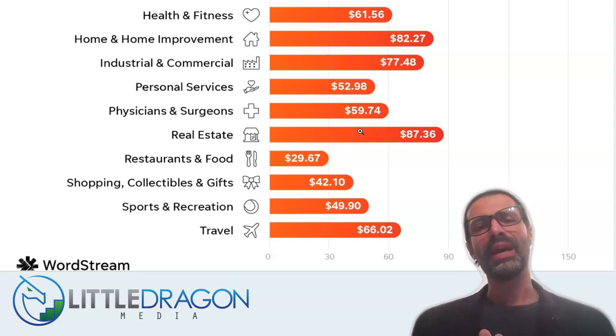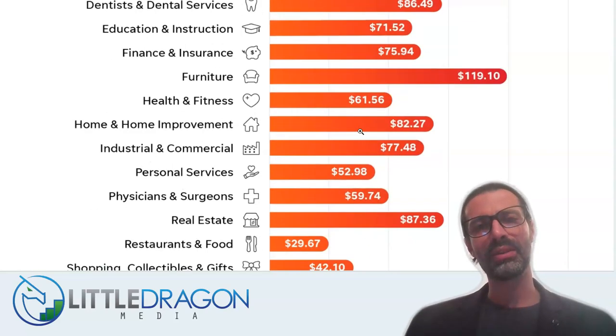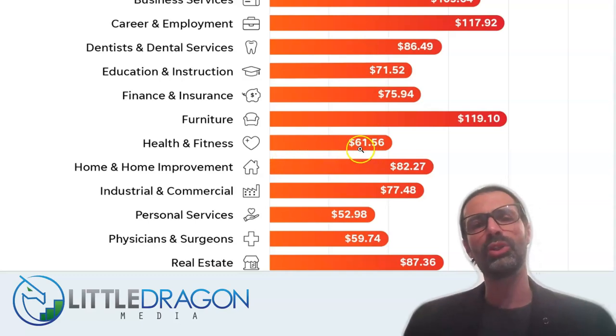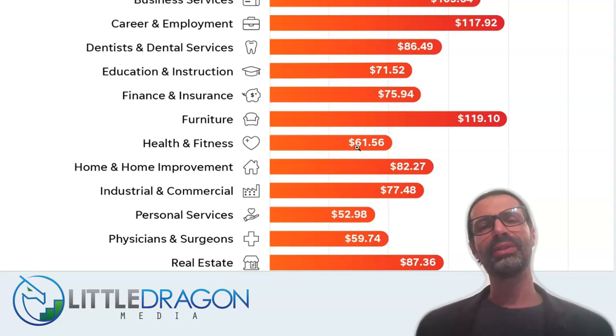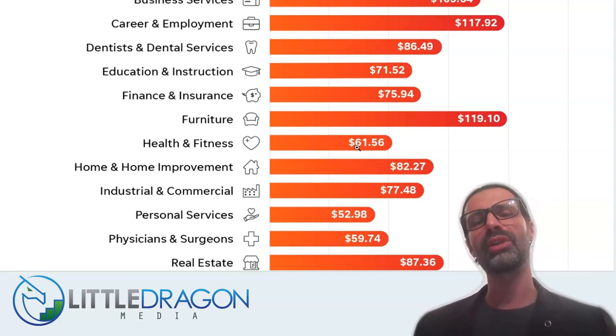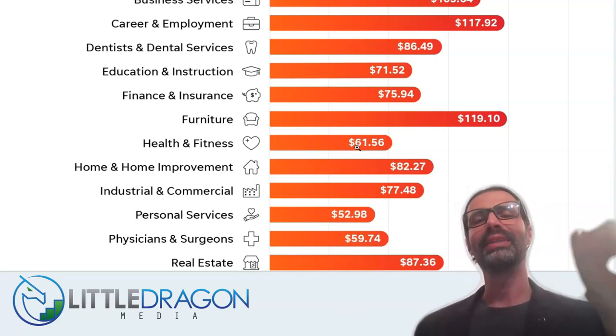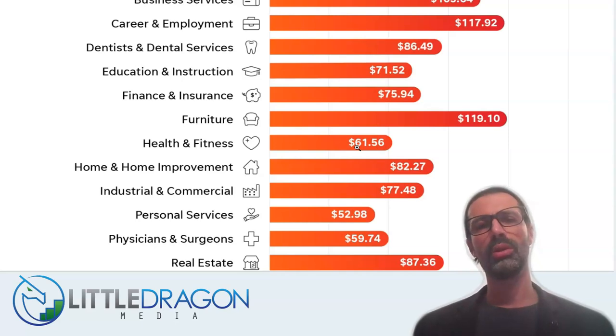So if you're within that average, if you can close 50% of the leads that you're getting, and let's say you're in the health and fitness space, you're paying $61 on average per lead. For 10 leads, you're paying $610. So out of those 10 leads, you're closing 5. So it's costing you $610 for 5 sales. Does that make sense to you? Can you generate a healthy profit by paying $610?